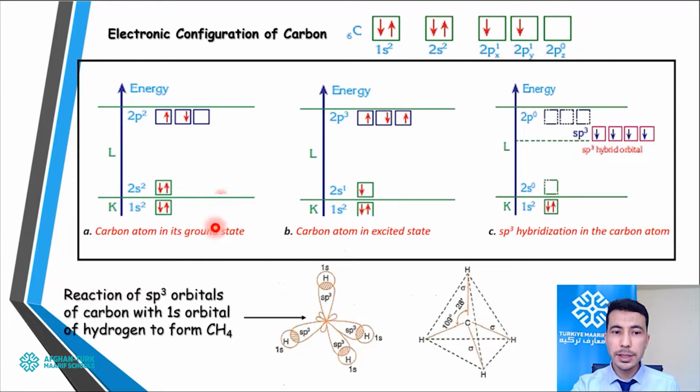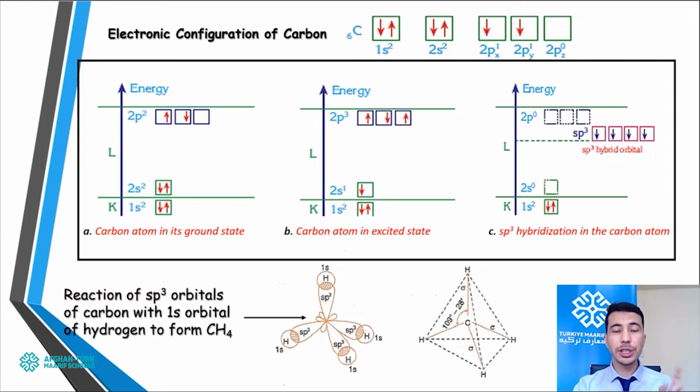In ground state, it has a shape something like this. But when one of these electrons gets excited and goes up to the empty p orbital, now there are 4 orbitals. So what happens? These 4 orbitals combine with each other and form 4 sp3 hybrid orbitals, all of them with the same energy and same shape.